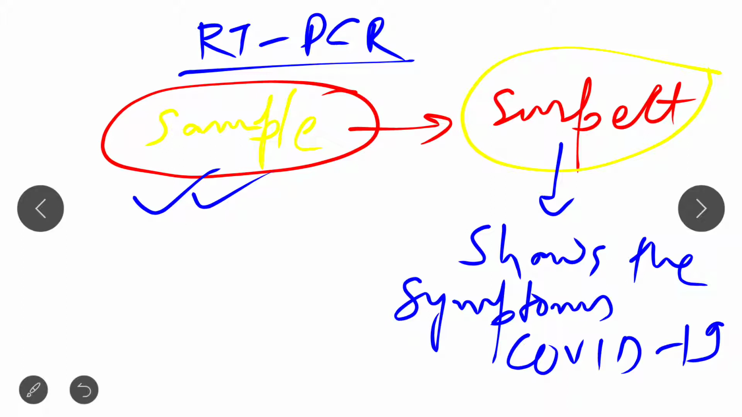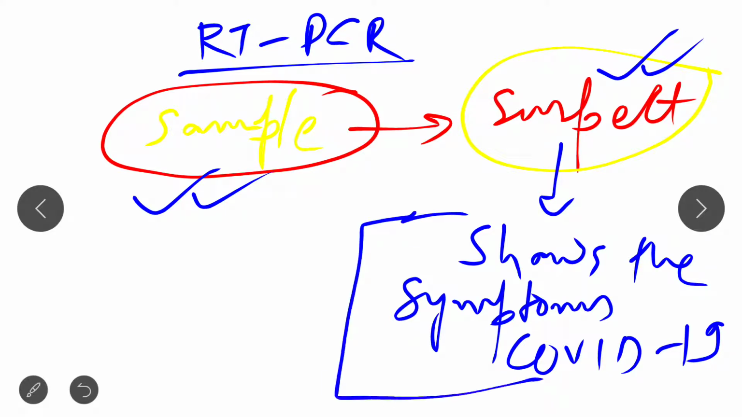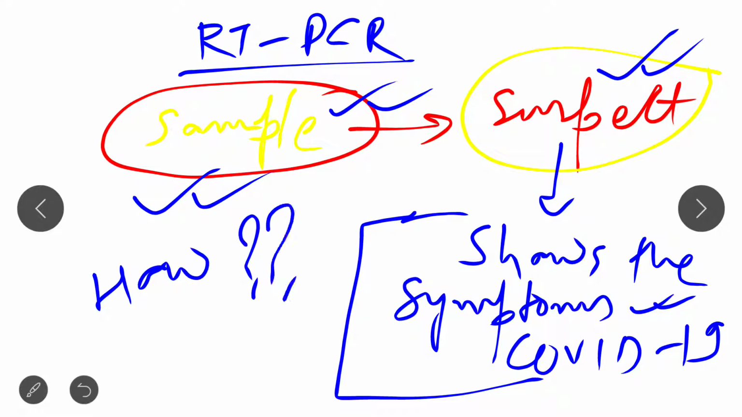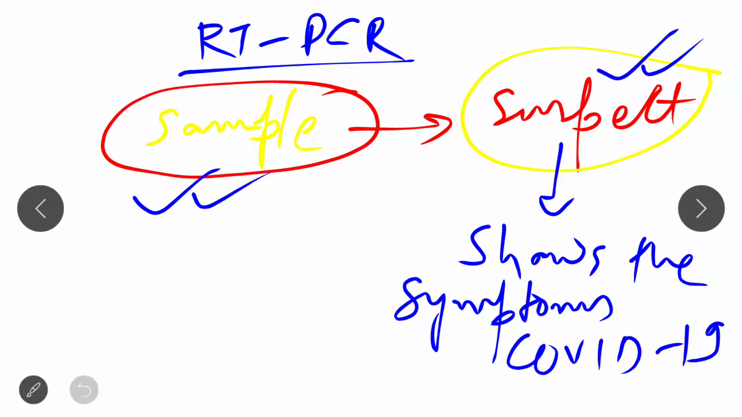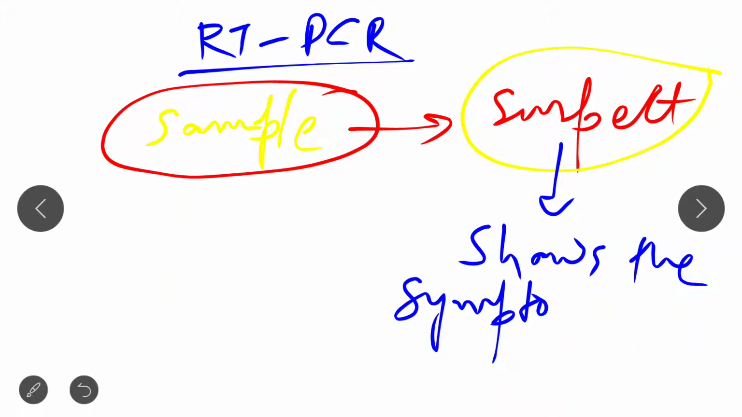So we have to collect the sample from that suspected person who shows the symptoms of COVID-19. First we find a suspect who shows the symptoms, and from this suspect we collect the sample. Another question is how the sample is collected, what is the procedure of sample collection. Let's discuss the procedure of sample collection.